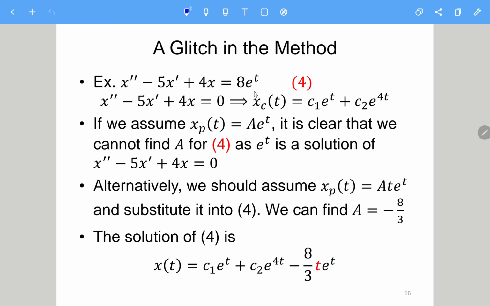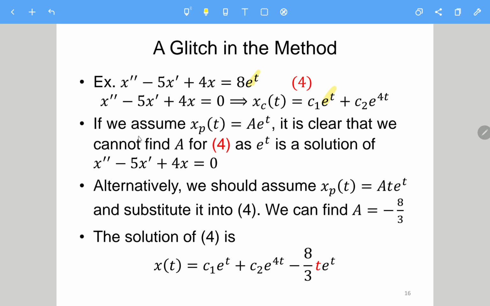So here you can see this exponential t and this exponential t are actually the same. If you just assume the particular solution to be a times exponential t, then you won't get the solution, because if you plug it back here, the left side will be 0. The left side should be 0 because this one is already the complementary solution. So this particular solution guess doesn't really work.